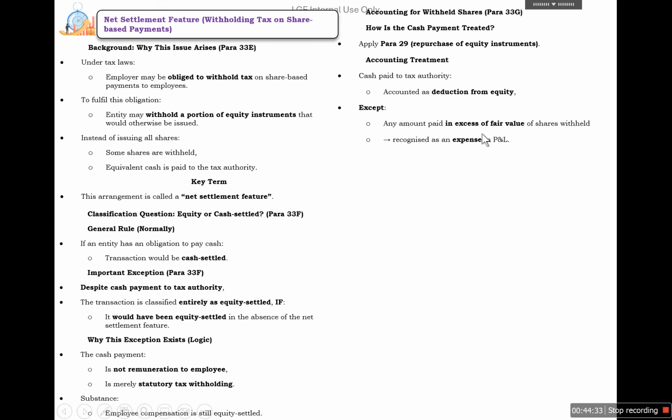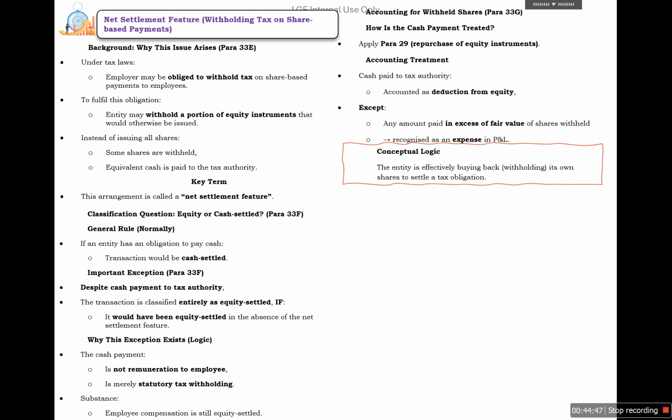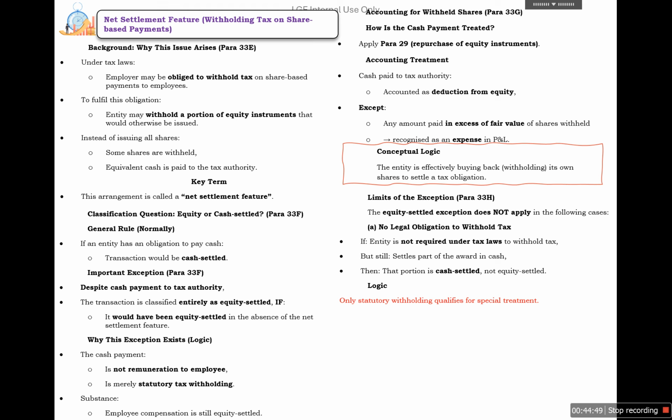Except any amount paid in excess of the fair value of the shares withheld will be recognized in the profit and loss account. So the conceptual logic is the entity is effectively buying back its own shares to settle tax obligations. The limits of the exception: the equity settled exception does not apply in the following cases.